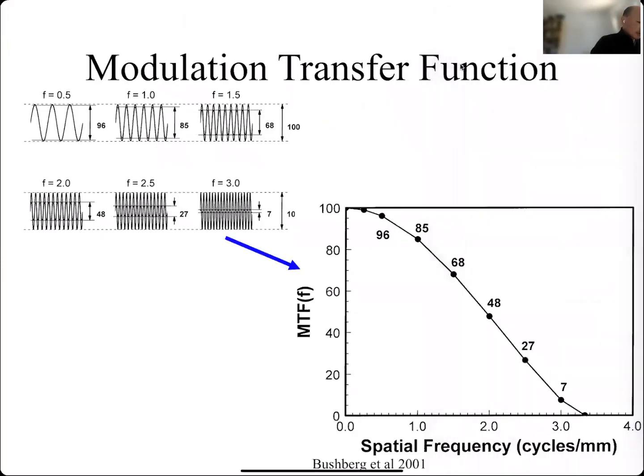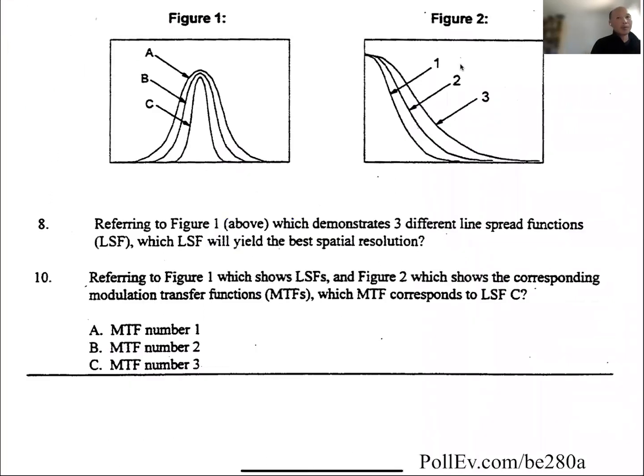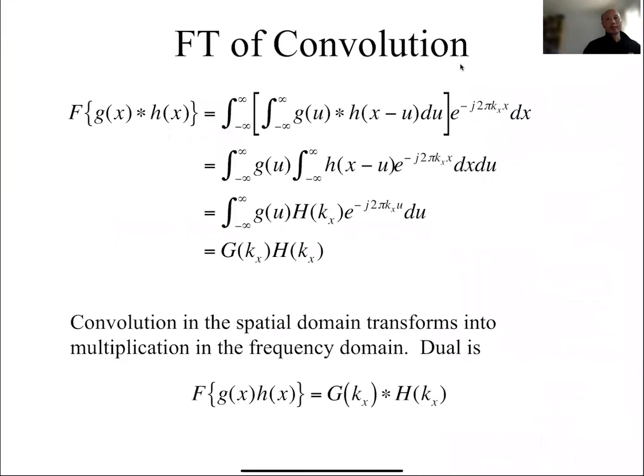Okay. So the final main concept we're going to talk about, which is pretty important, is the Fourier transform of convolution. It turns out that this is an incredibly important concept that we're going to use all throughout the course. We have about 12 minutes, so I do want to spend some time talking about this.